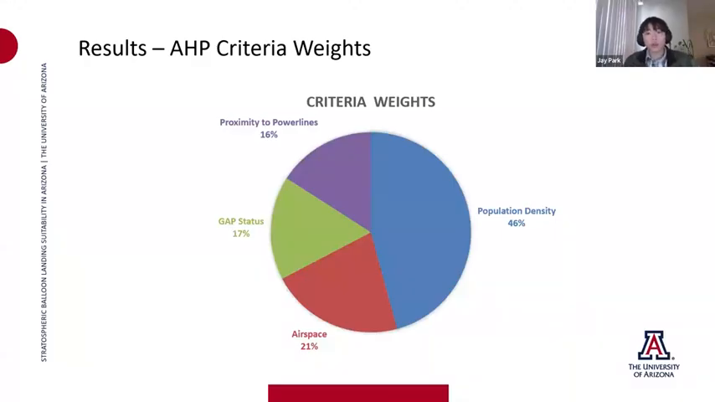And these are the weights we determined for each criterion from the AHP survey. Based on the average responses from operators, it was deemed that population density shall weigh 46%, airspace 21%, gap status 17%, and power line proximity 16% for the landing zone suitability calculation.